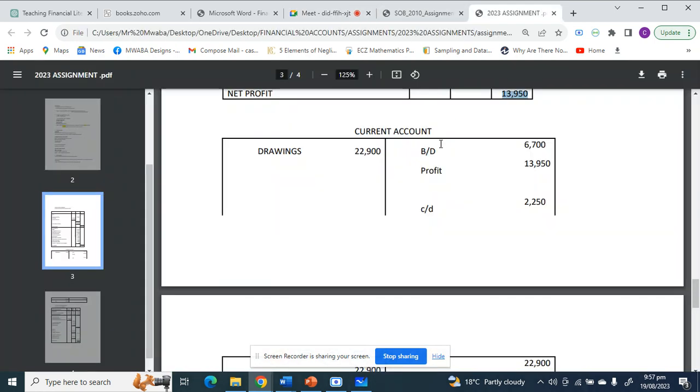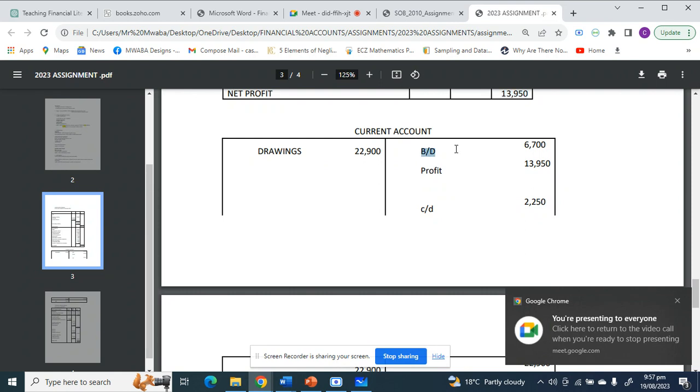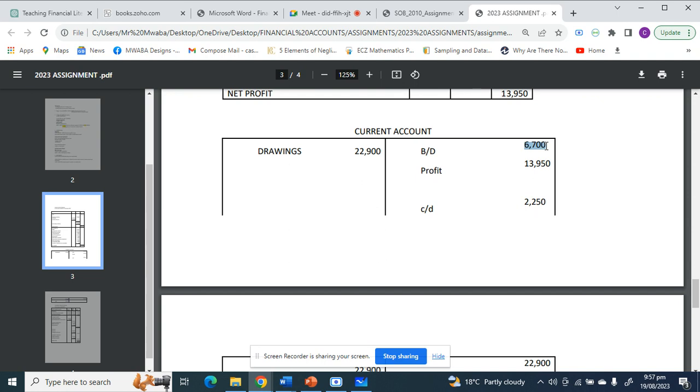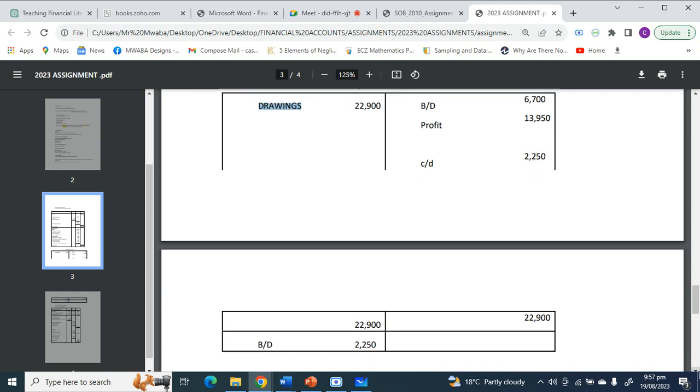So the balance for the current account, this account also increases with credit. So the balance brought down, 6,700. The profit you credit to the current account, 13,950. Then drawings you debit to the current account, right? So any debit entry is reducing the balance. So you debit the drawings to the current account. So we find our balance.